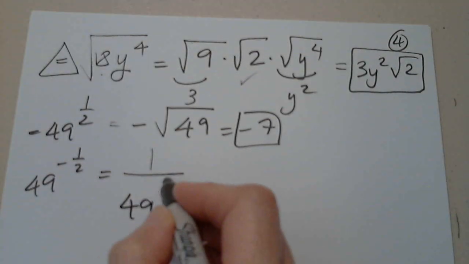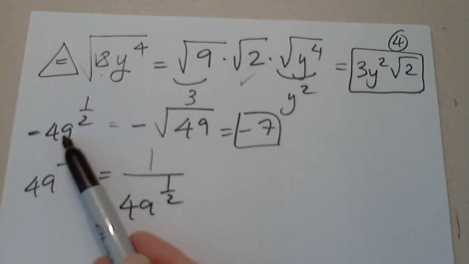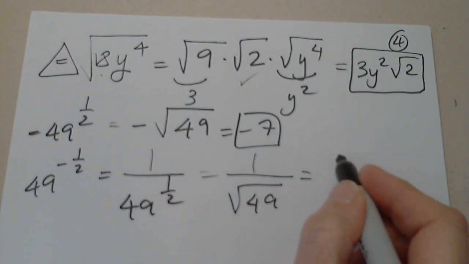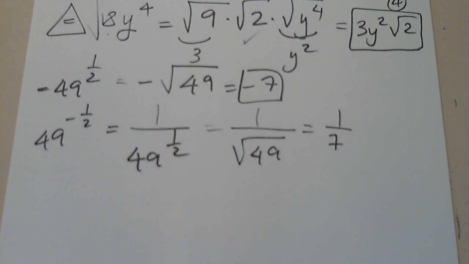Exactly. We just talked about 49 to 1/2. So therefore, this is the square root of 49. So this is 1/7. That's it. That's all there is to it. A negative exponent signifies a fraction.